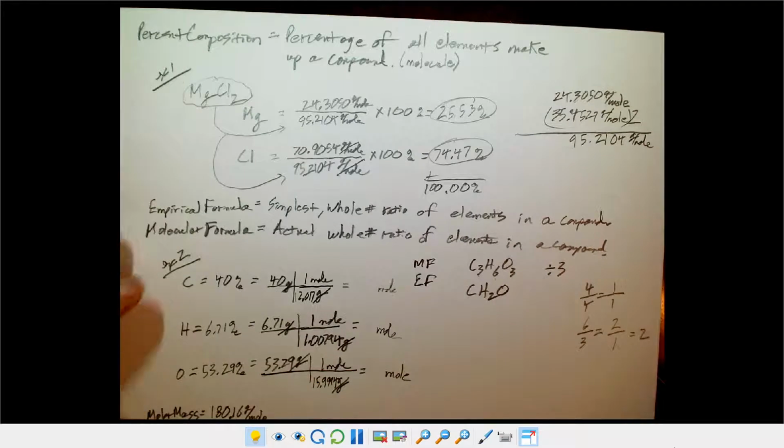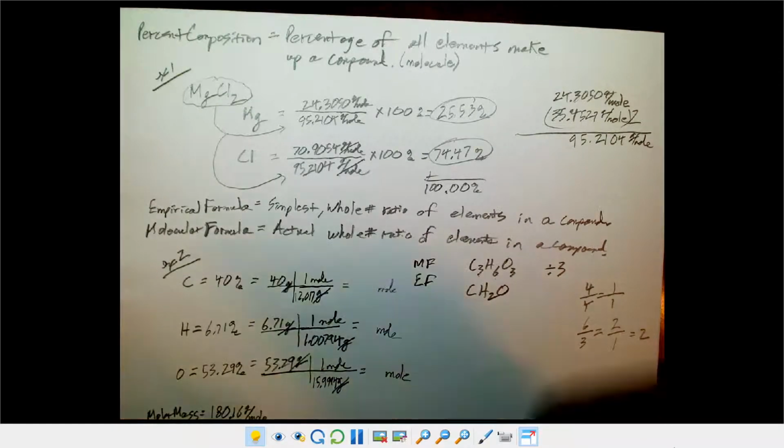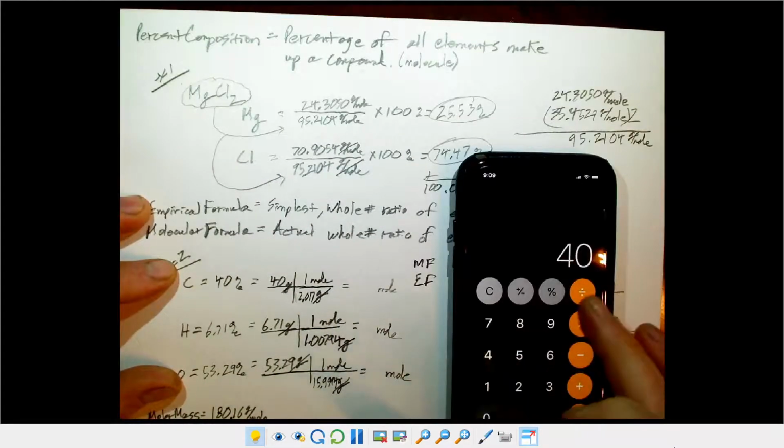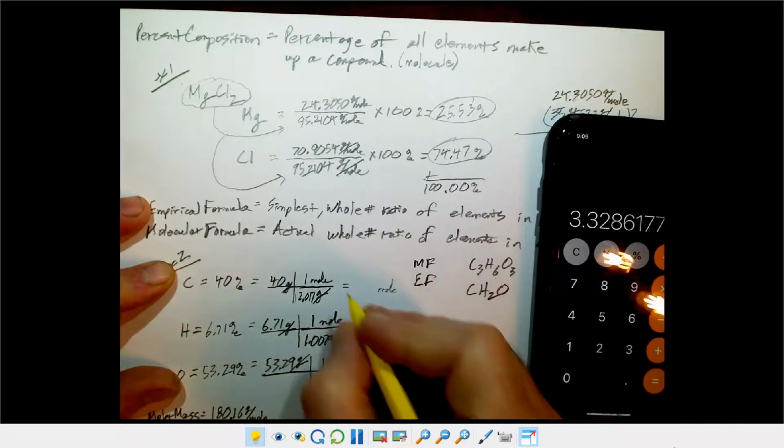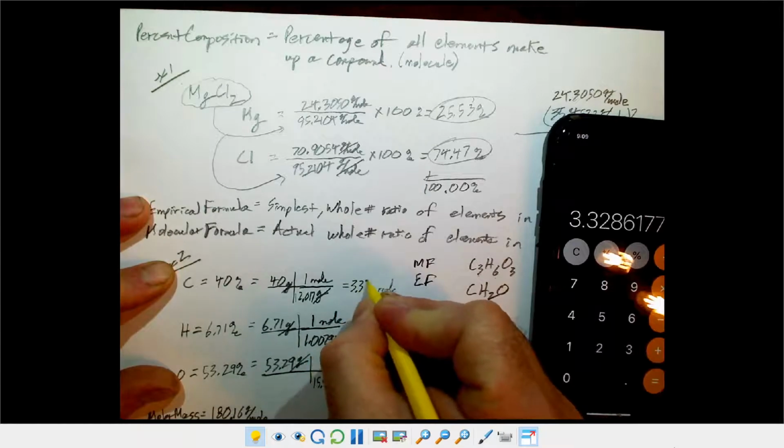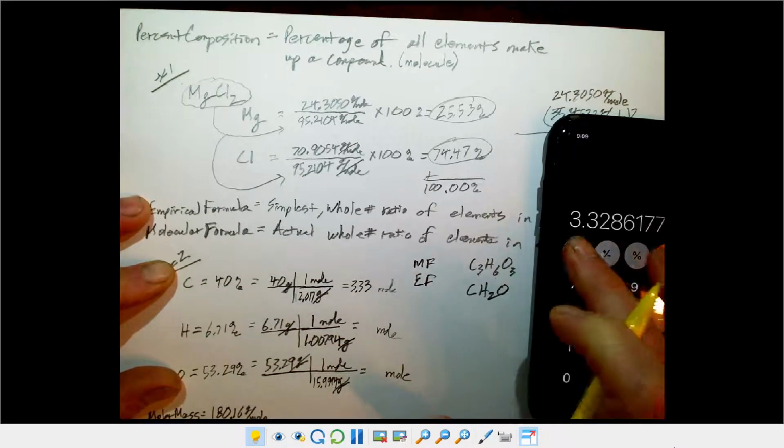So let's go through those. All right, so we're going to take 40 and divide it by 12.017, and that gives us 3.33. I'm just going to take these out to the hundreds place.